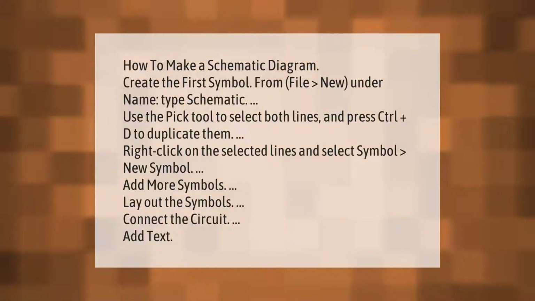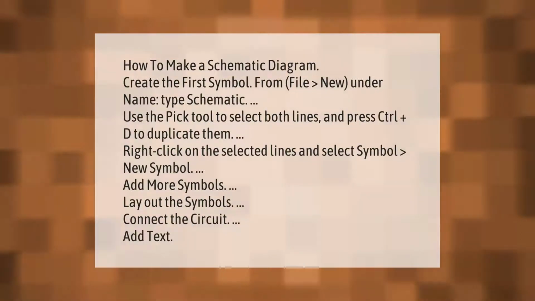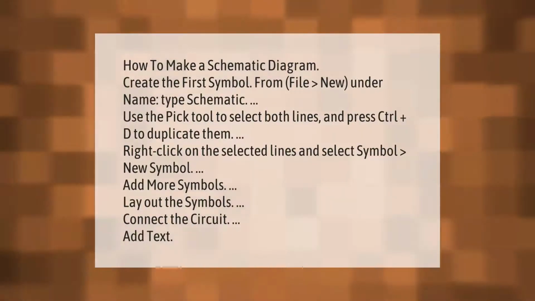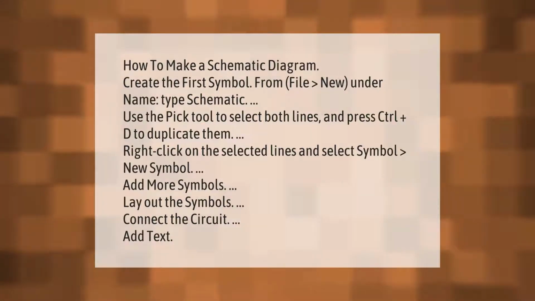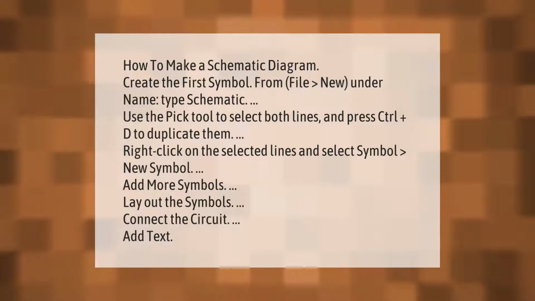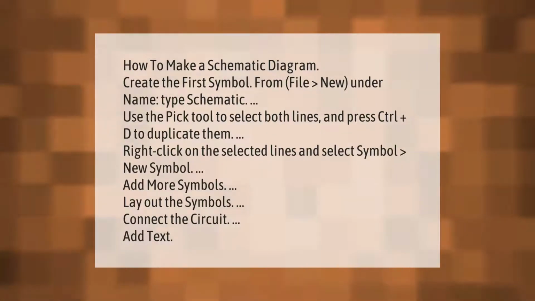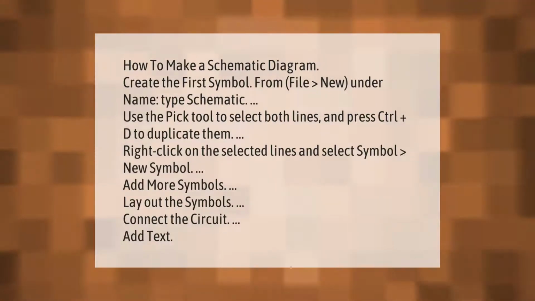How to make a schematic diagram. Create the first symbol. From File, New, under Name, type Schematic. Use the Pick tool to select both lines, and press Ctrl+D to duplicate them. Right-click on the selected lines and select Symbol, New Symbol. Add more symbols. Lay out the symbols. Connect the circuit. Add text.